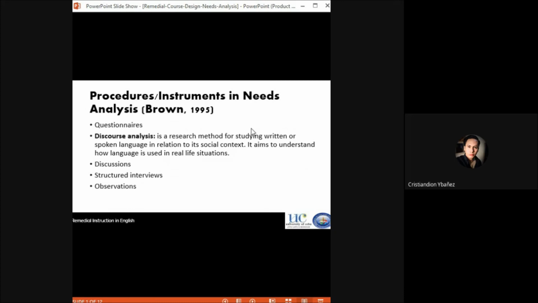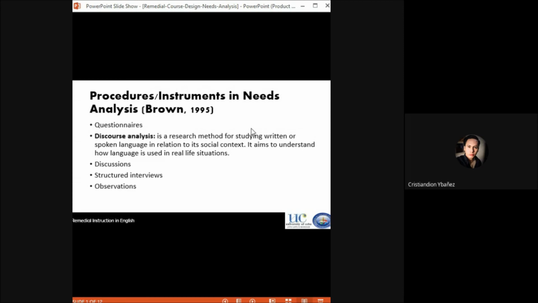So you let your students write something, and then as the one doing this needs analysis, you have to study it. This is very common for discourse analysis, for writing and then for speaking remediation. You can have discussions. For discussions, this involves all. Okay, that's a one-on-one interview, for example, because for discussions, you can really check whether the students listen to you or not. And then for observations, this is done with you as a teacher staying in the classroom for a while and then observing the students.